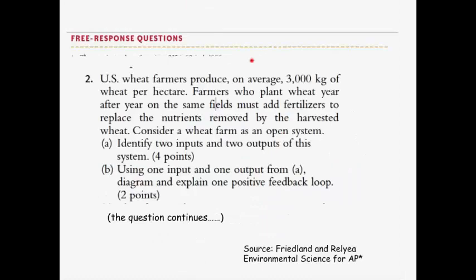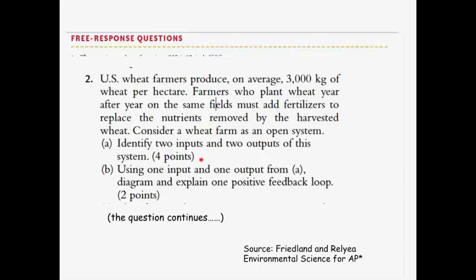Here's a free response question that shows up. It actually has to do with wheat production. I didn't have a question that I could easily find in the book that dealt with energy systems, but here's a wheat farm being considered as an open system, and the student in this free response question is asked to identify 2 inputs and 2 outputs of this system, talking about how much wheat is produced per hectare, and fertilizers get added, and it doesn't say it, but wheat gets removed, that's implied. And so the student is asked to identify 2 inputs and 2 outputs of this system.